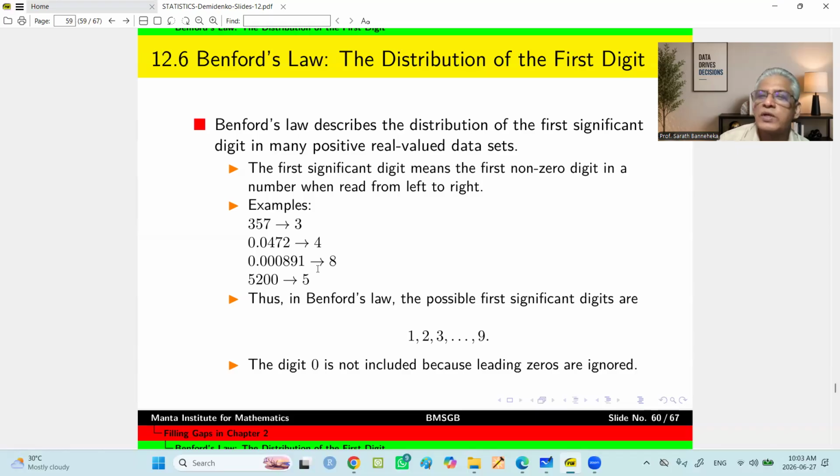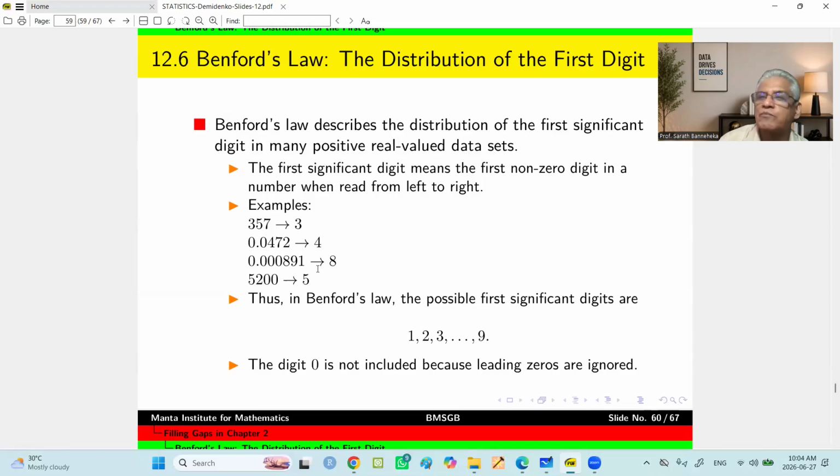So therefore, what are the possible values for this first significant digit? It can be 1, or it can be 2, or it can be 3, like that, up to 9. So there are 9 possible values, excluding 0. Right? So somebody was interested in finding out what is the probability. If you look at a data set, what is the probability that the first significant number is 1? First significant number of these values that you have is 1. What is the probability that the first significant number is 2, and so on?